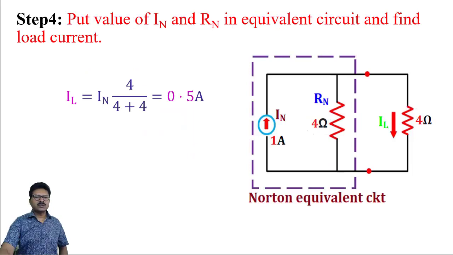Now at last, to find the load current, we need to put the values of Norton's current and Norton's resistance in the equivalent circuit. Norton current is 1 ampere, Norton resistance is 4 ohm. So what will be the value of IL? IL will be source current multiplied by the opposite path's resistance, that is 4 ohm, divided by the total parallel paths resistance, that is 4 plus 4. So IL is equal to 1 multiplied by 4 divided by 4 plus 4, that is 0.5 ampere. So 0.5 ampere is the ultimate answer.